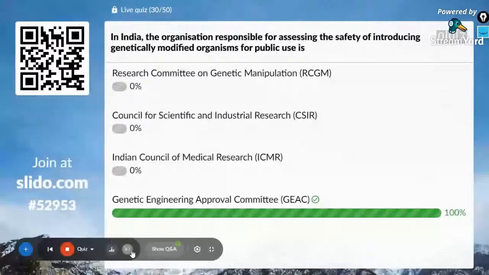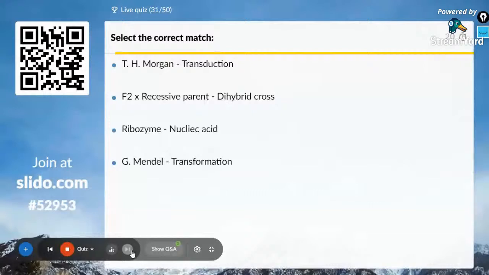Yes, again, 2018 NEET paper question. Select the correct match. TH Morgan, transduction; F2 into recessive plants, dihybrid cross; ribozyme, nucleic acid; Gregor Johann Mendel, transformation. Yes, I hope all have clicked the correct answer. We have to move a bit faster. The correct answer is ribozyme, nucleic acid.